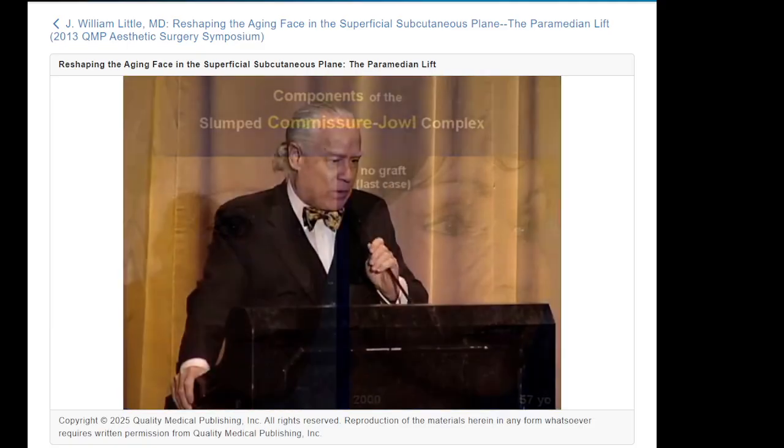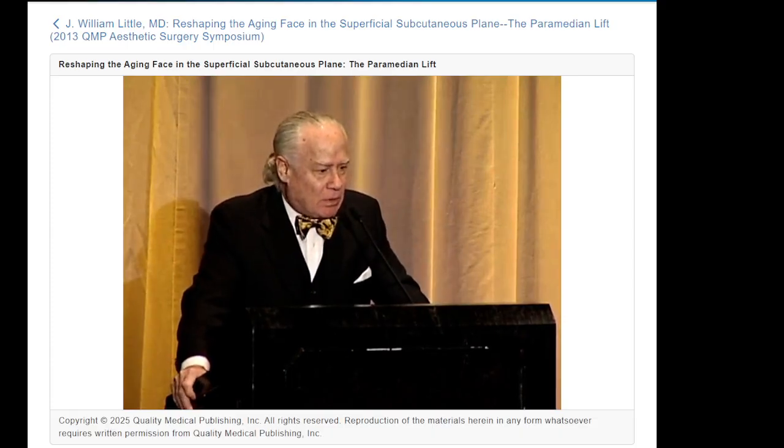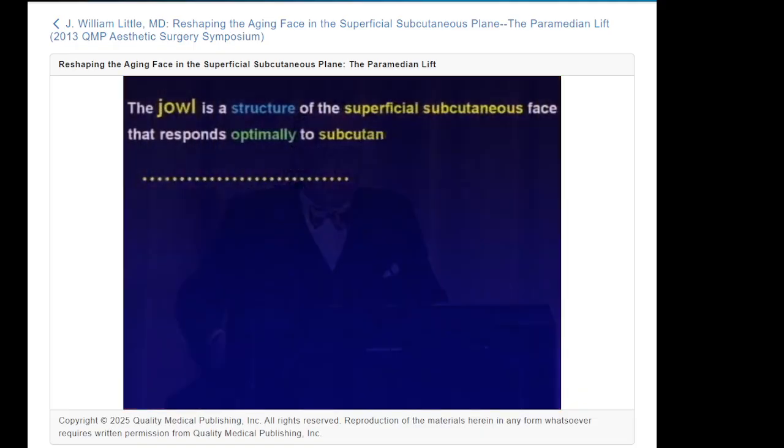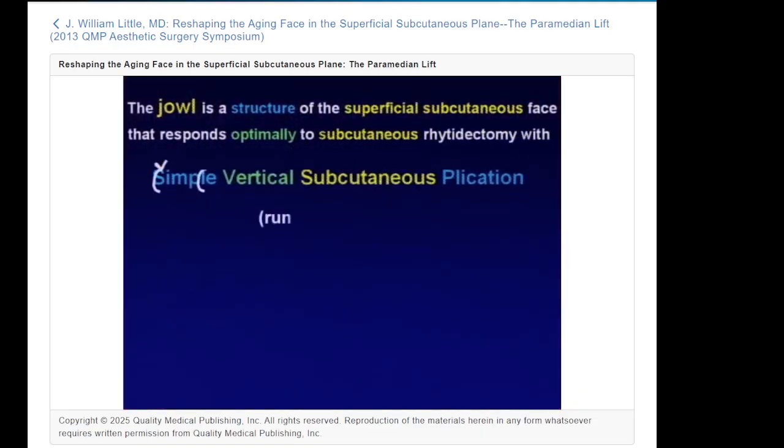So that was a time for me when I felt I understood a good bit about the cheek and the jawline, but I had a lot to learn about the eyelids yet. So the jowl for me is a structure of the superficial subcutaneous face, and it responds optimally to simple subcutaneous rhytidectomy with simple vertical subcutaneous plication. I use a running 4-0 PDS. I used to use interrupted 5-0 Vicryl, with occasional direct scissors sculpture.